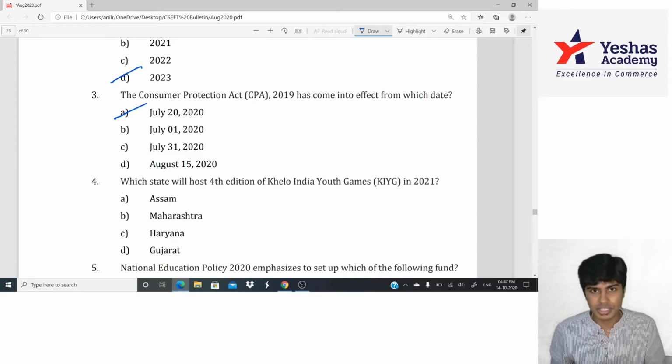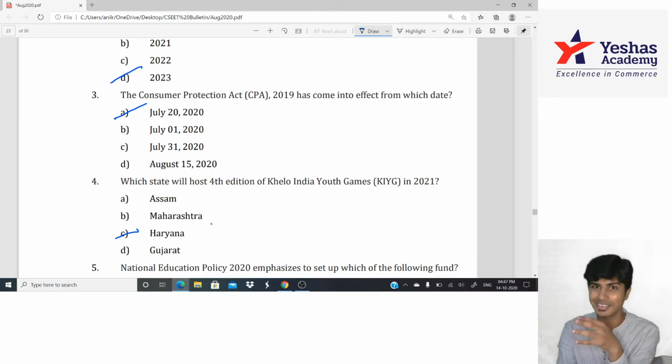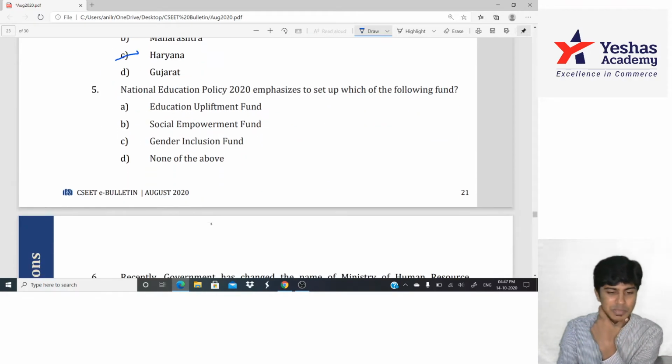Sorry, the third edition happened in Guwahati, and the fourth edition of Khelo India is expected to happen where? It is expected to happen in Haryana. Done. And this is the normal Khelo India Youth Games. The winter sports is expected to happen in Gulmarg, Kashmir this year. No, not this year, 2021, next year. That's with respect to the fourth one.